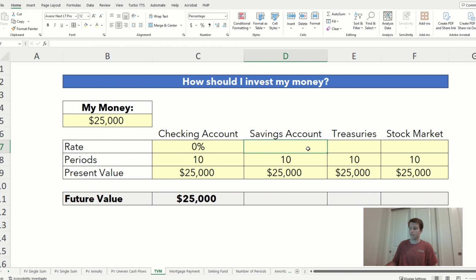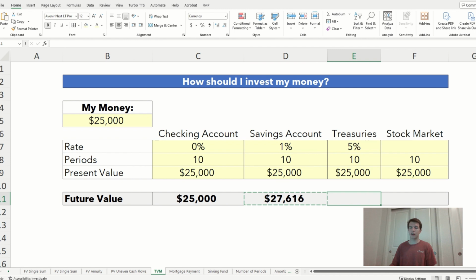Let's say we put it in a savings account, which maybe gives us a 1% return. Let's see what that might look like. So if we copy and paste our formula over, we'll have $27,000 after 10 years. That's $2,000 more dollars. A lot of people just put their money in their savings account because that's where they feel the safest. Let's say we put it in a 10-year treasury that gives us a 5% return.